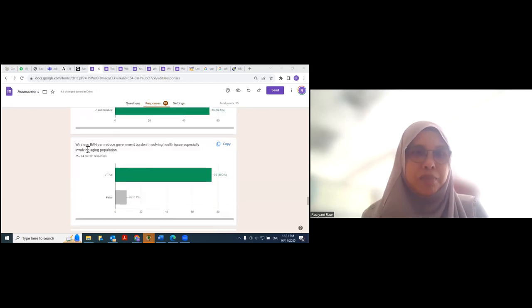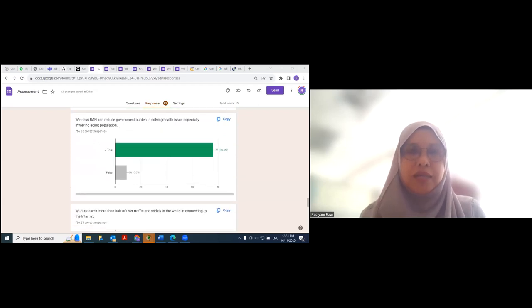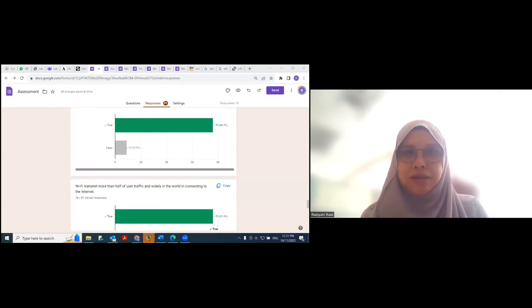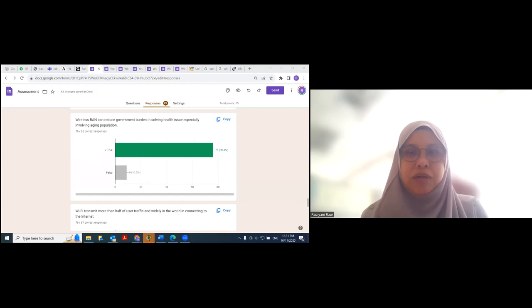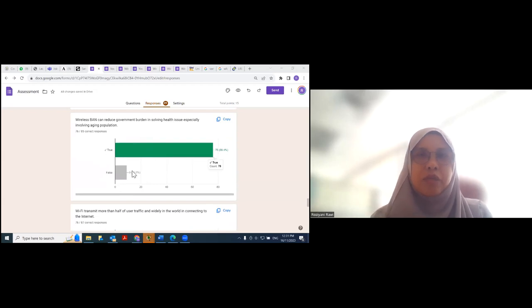Wireless BAN can reduce government burden in solving health issues, especially involving the aging population. Yes, the answer is true. If you can recall how BAN technology can solve sending sensor data detecting the health condition for remote areas.